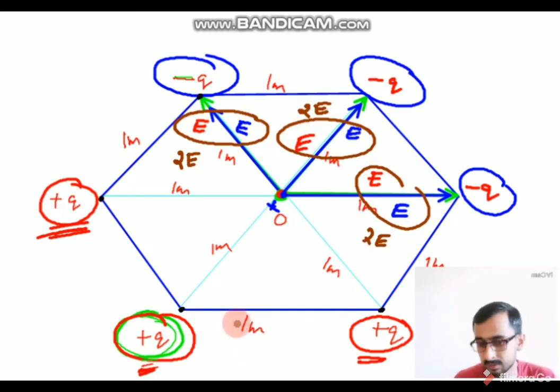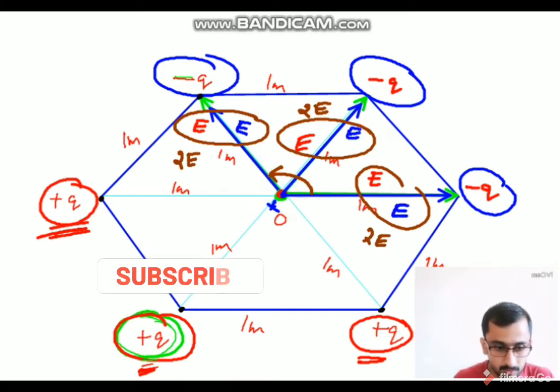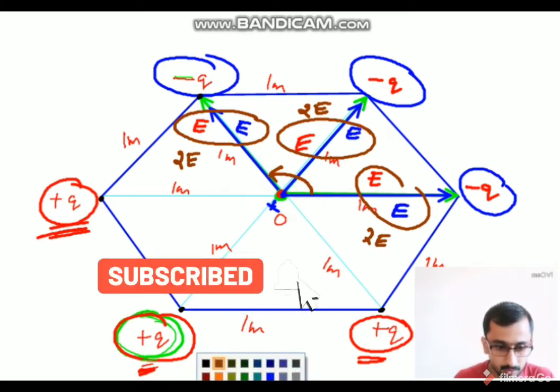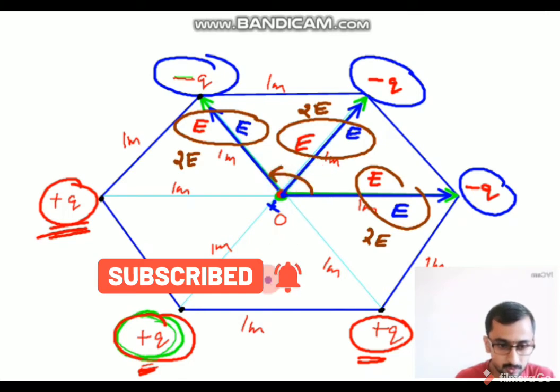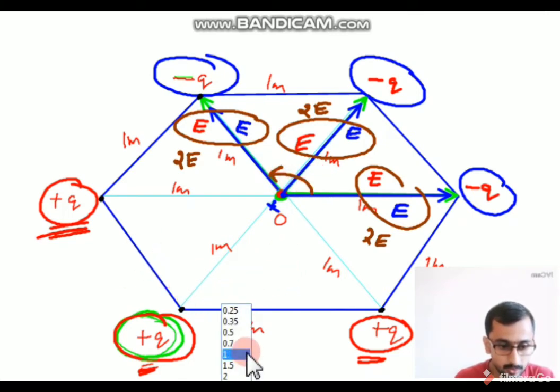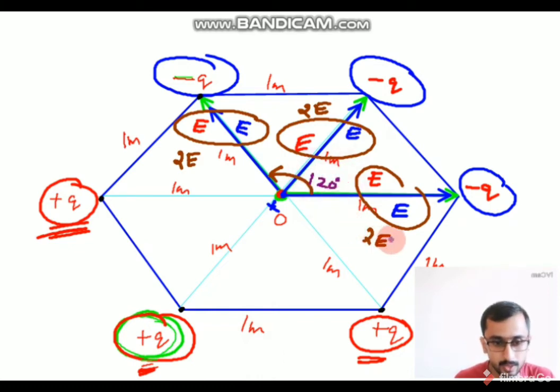Now as I said, it is a vector concept. So 2E acting along this direction and 2E acting along this direction. Now what is the angle between these two? If you consider the complete line, that is 180 degrees, and this angle is 120 degrees. The angle between this 2E and this 2E is 120 degrees.